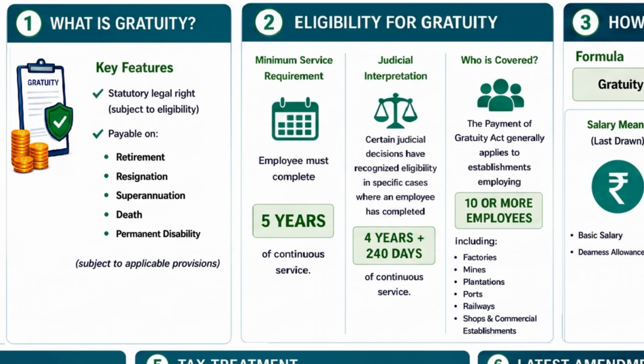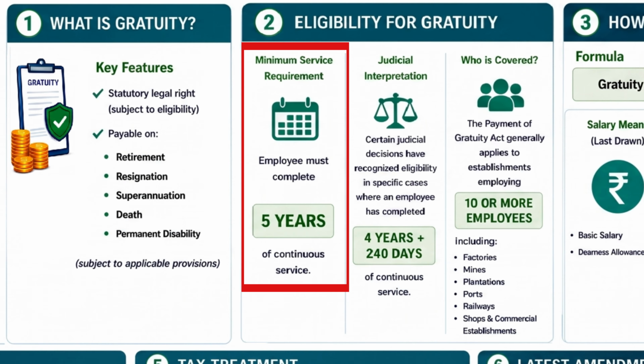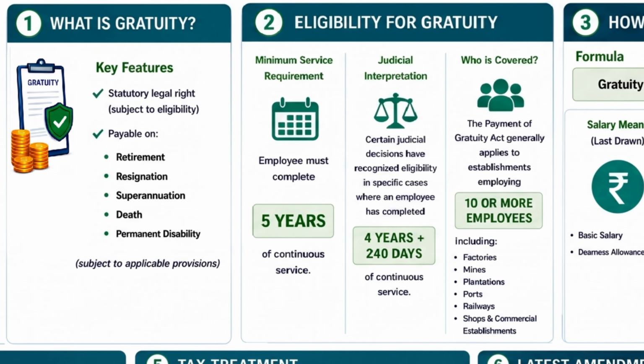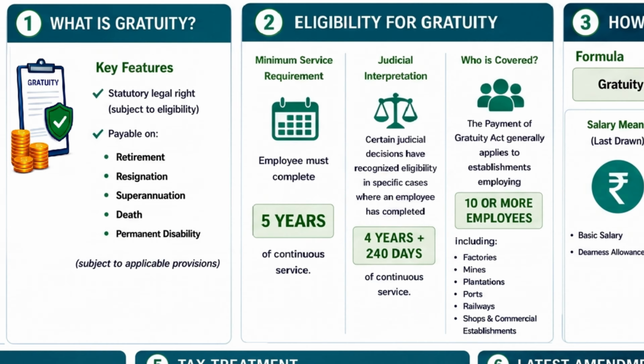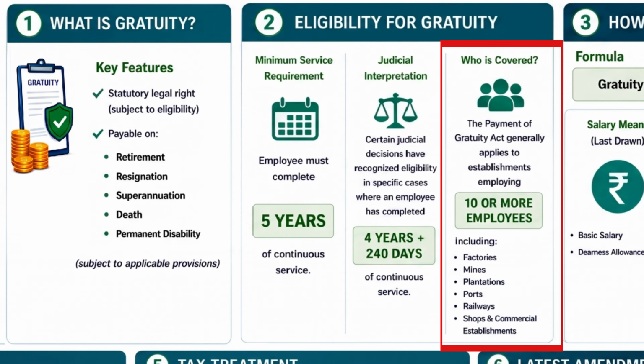The most important condition is that an employee should complete 5 years of continuous service with the same employer. Generally, employees become eligible after completing 5 years of service. However, some court judgments have considered 4 years plus 240 days of service as equivalent to 5 years in certain cases. Now let's see, who is covered under the Gratuity Act?